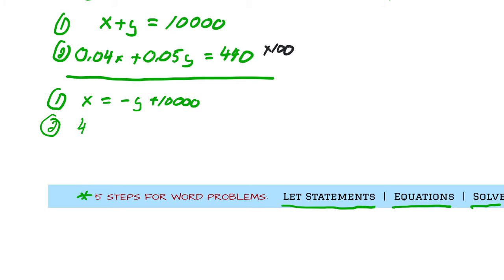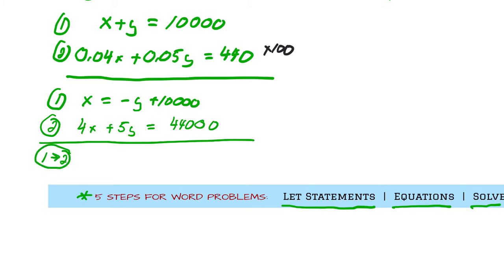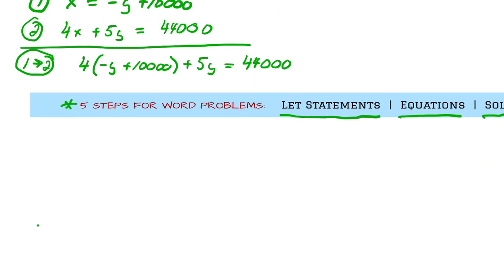So that becomes 4x plus 5y equals 440, and then add my 2 zeros. I'm going to push number 1 into 2. So it becomes 4, not x, but what x equals, which is negative y plus 10,000. Continue on writing equation number 2. And now that I just have the one variable to solve for, I can go ahead and solve.